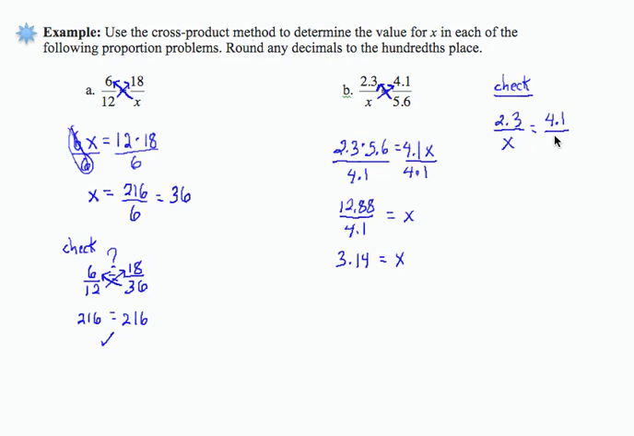And so what I'm going to do here is replace this x with the 3.14 and then multiply across. So I get 2.3 times 5.6, that's 12.88. 3.14 times 4.1 is 12.874, and those are close enough for us to say that 3.14 is our final solution.